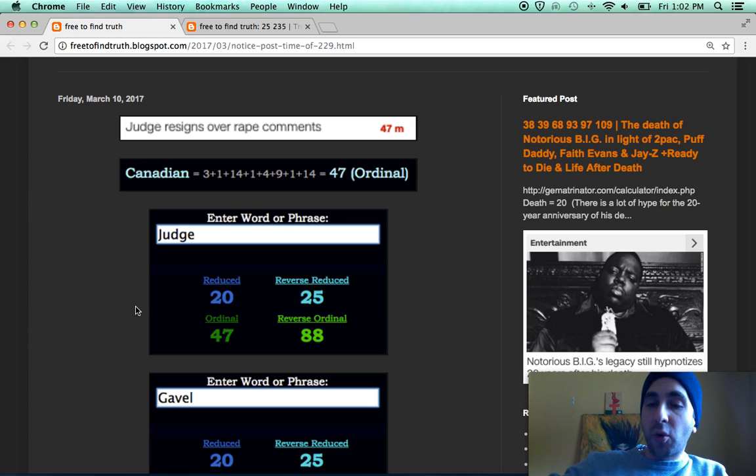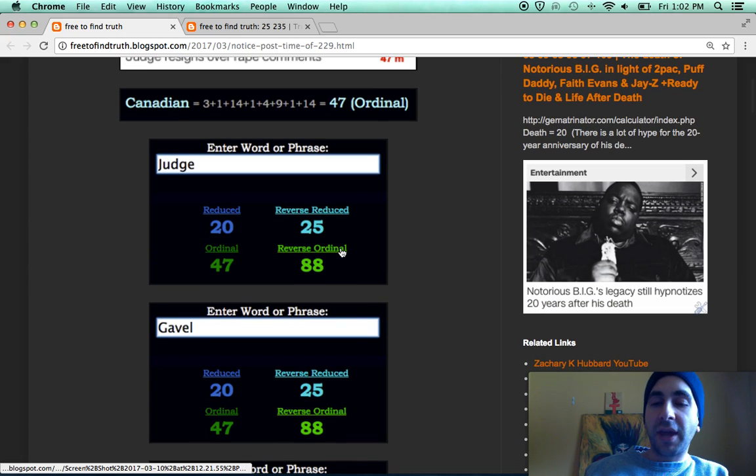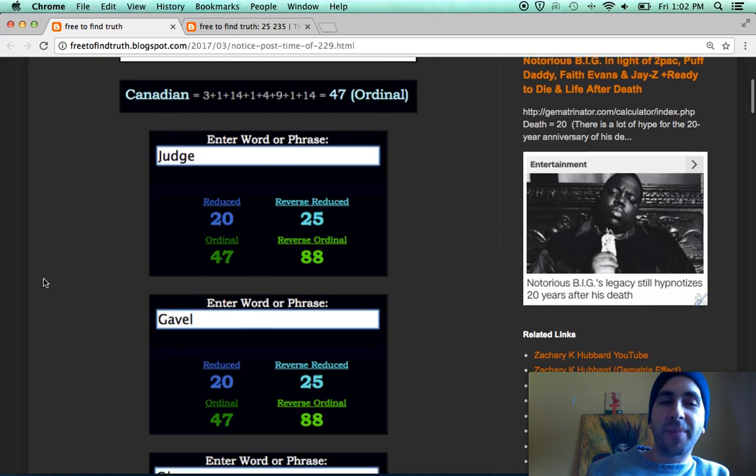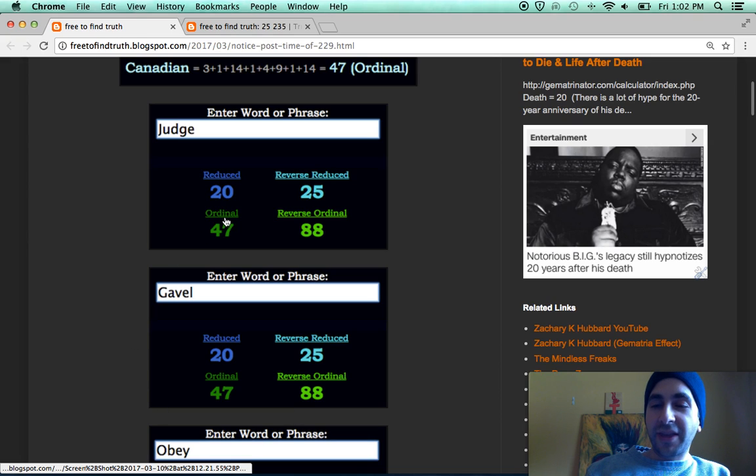In the time of learning more about this knowledge, we've uncovered the reverse ordinal and the reverse reduction, and we found out how relevant these methods are, which we'll elaborate on in a second. But this is doing the same thing, except you run the alphabetic order in reverse. Z is 1, A is 26. Same rules apply. Being aware of these extra methods gives us more insight into how these words have truly been crafted by the numbers. Think about a judge and a gavel. Two things that absolutely go together. A perfect match, these two words.